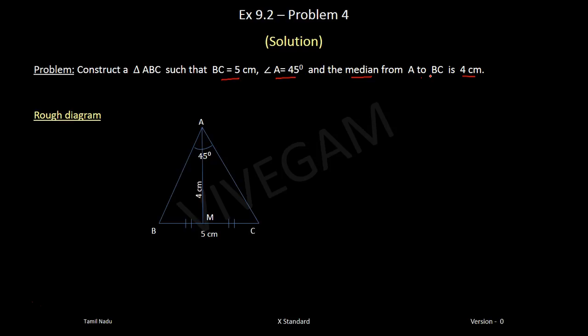Okay, let's make a rough diagram. So this is BC, which is 5 cm, and we have another point A. We join AB and AC, so it forms the triangle. The angle A is 45 degrees, and they say the median. Median is nothing but the vertex joined to the midpoint of the opposite side. So AM is the median, and M is the midpoint of BC.